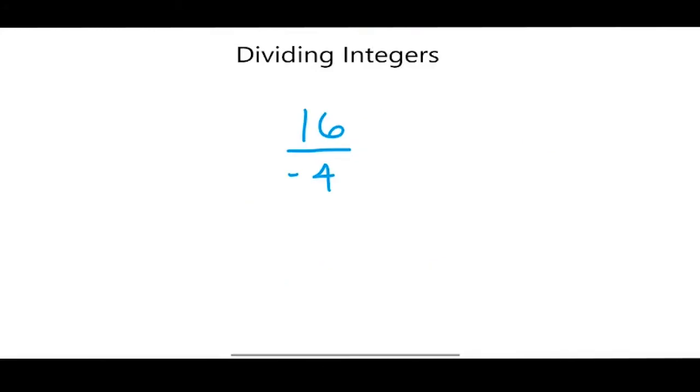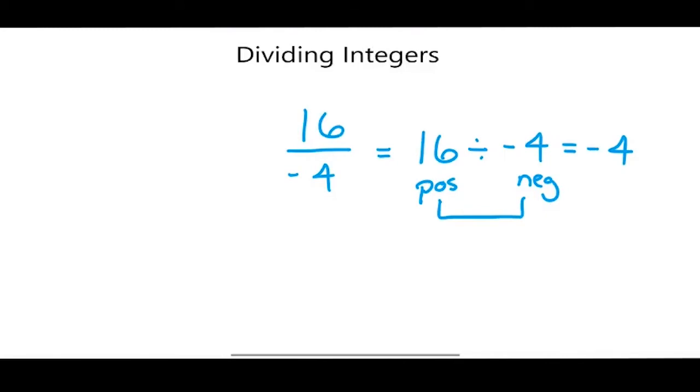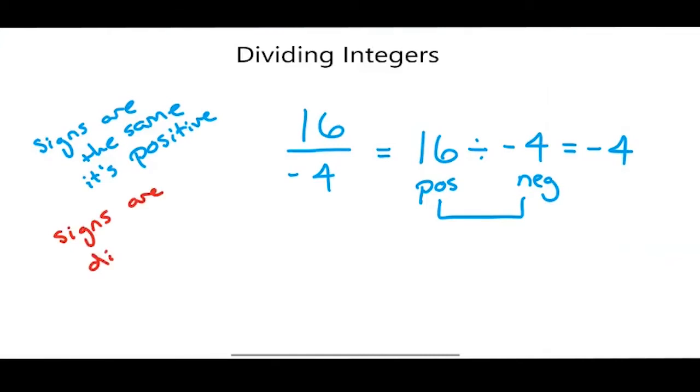Let's say I have 16 over negative 4. Well, that means 16 divided by negative 4. Well, 16 divided by 4 is 4. But here we have a positive, and here we have a negative. Well, these are different signs. And different signs mean that the answer is negative. So whenever you're dividing integers, if the signs are the same, it's positive. And if the signs are different, it's negative.